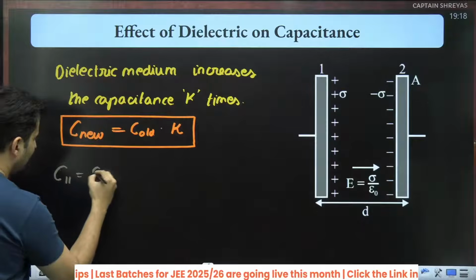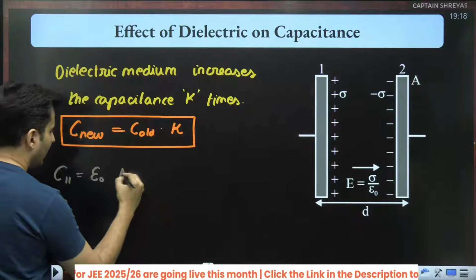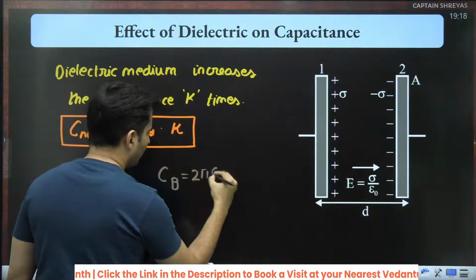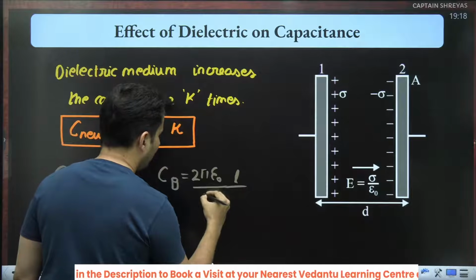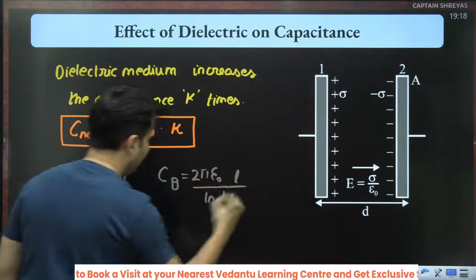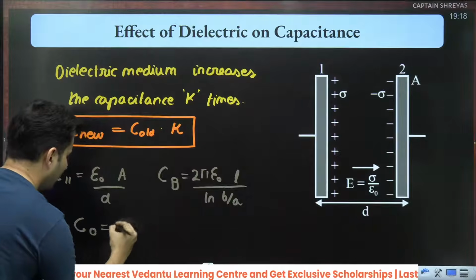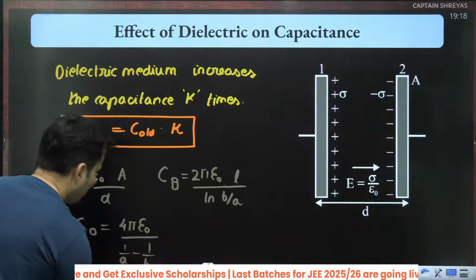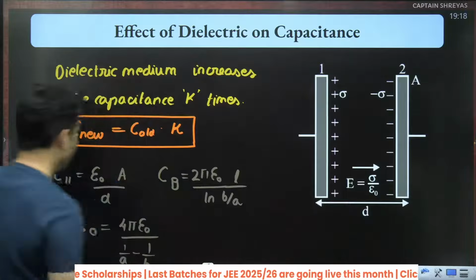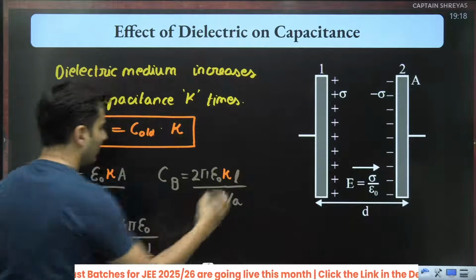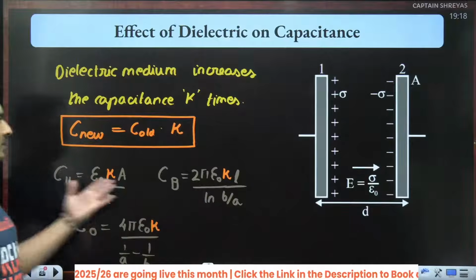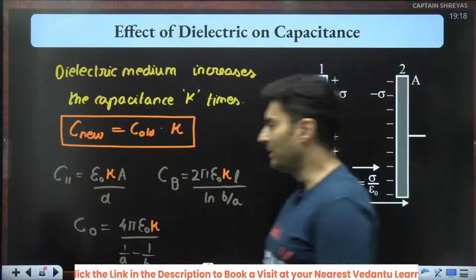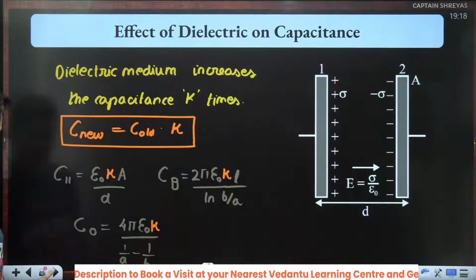C for a parallel plate capacitor will be epsilon naught A divided by D. Then C for a cylindrical capacitor was 2 pi epsilon naught length divided by log of B by A. And C for a spherical type was 4 pi epsilon naught divided by 1 by A minus 1 by B. So if you fill it with a medium, you just have to put K over here, K over here, and K over here. That's it. That's the only change. So the old multiplied by K times. That's the only difference. As simple as that.